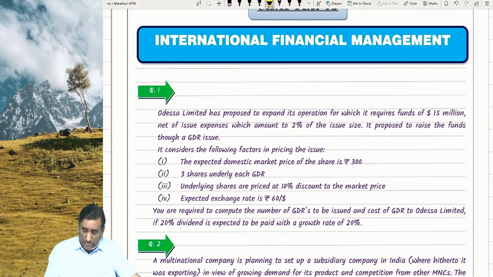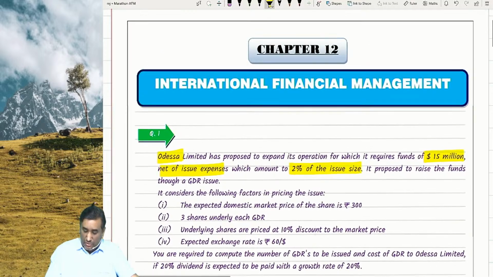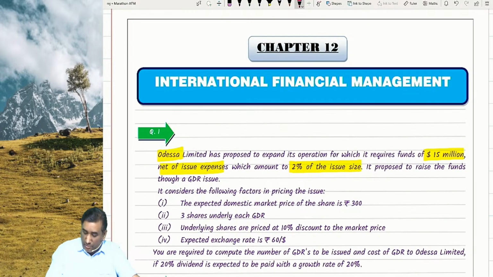This will give you a hint of the forex. Odisha Limited has proposed to expand the operation, for which it requires funds of 15 million net of issue expenses, which amount to 2% of the issue size. So they want 15 million net of issue expenses. Grossing up, 15 million is after expenses, so before expenses it should be 98% of the issue size, which gives 15.31 million.